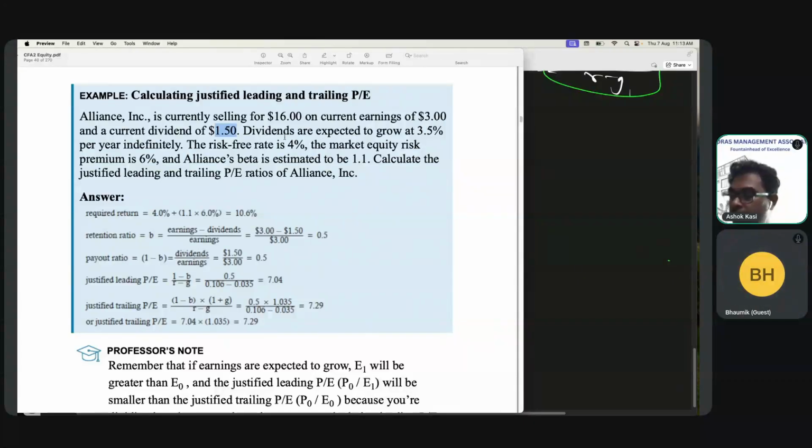And your current dividend of 1.50, this is D0. Dividends are expected to grow at 3.5 percent, that means 1 plus G per year indefinitely. The risk-free rate is 4 percent. That means, not R exactly, it can be used as RF. These all can be used to calculate the required rate of return. Calculate the justified leading and trailing P/E.